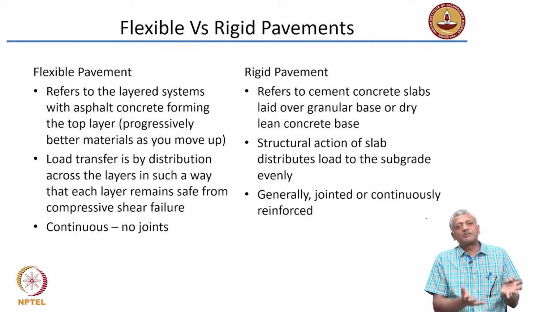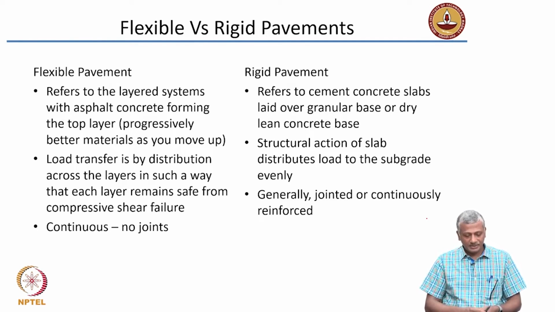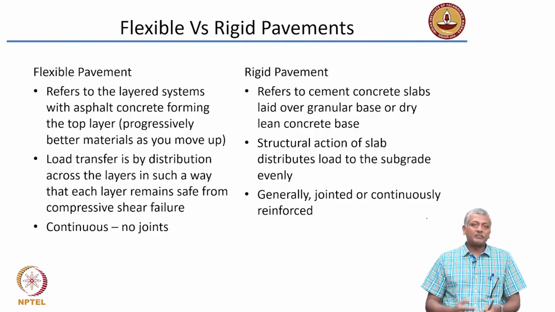Why is it called flexible? Because the layers are free to deform, free to move, okay? And this deformation reduces the load intensity. A flexible pavement does not have joints, it is continuous.